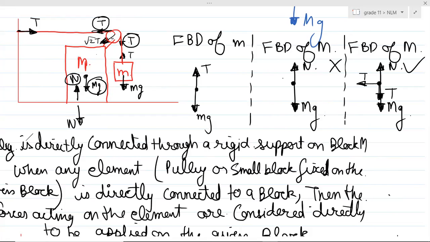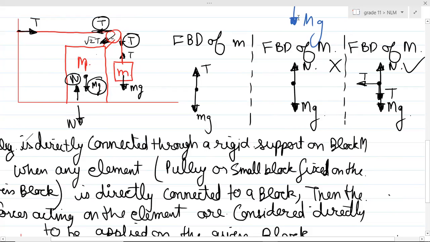Sir, and one more thing. What is the statement? Because this capital M is not directly connected to small m. Capital M is directly connected to this pulley. So whatever forces are acting on the pulley will be considered to be acting directly on M. So when we are drawing the free body diagram of M, that is why we included these two tensions, but those forces will also act on small m, right?